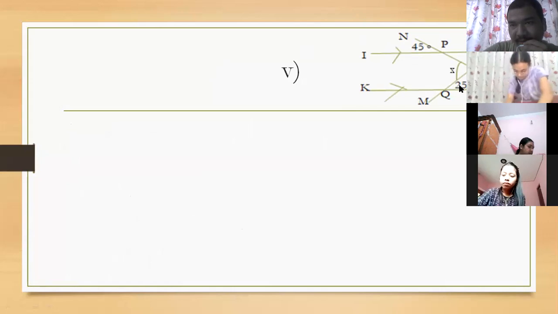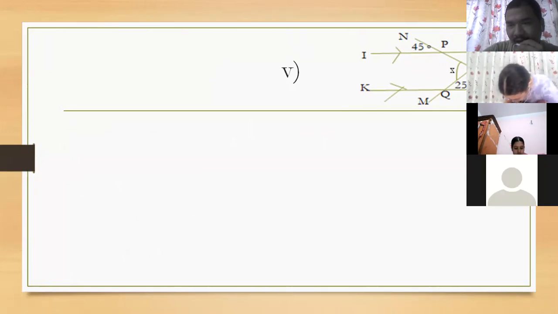Look at this: 25 degrees is given, this is 45 degrees given, and we are asked to find x degrees. But there is no relationship between this x degree and 25 degrees, and there is no relationship between this x degree and 45 degrees. That's why here also we have to do construction. And how to do construction?